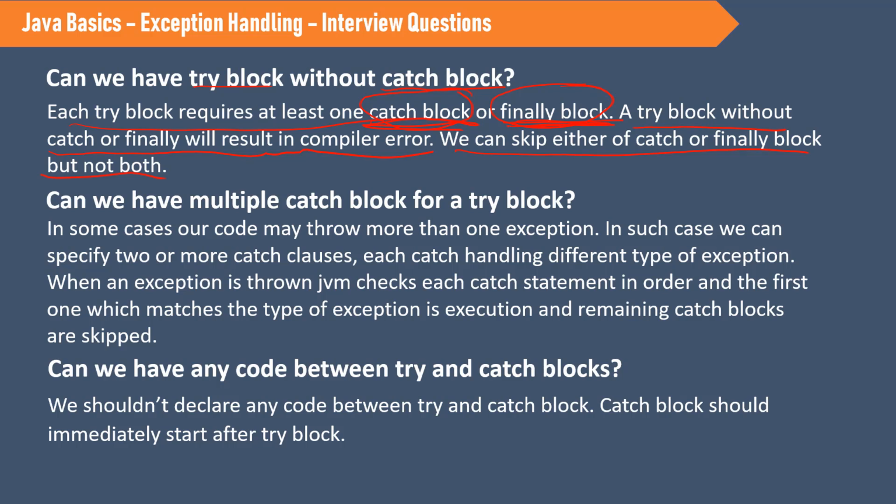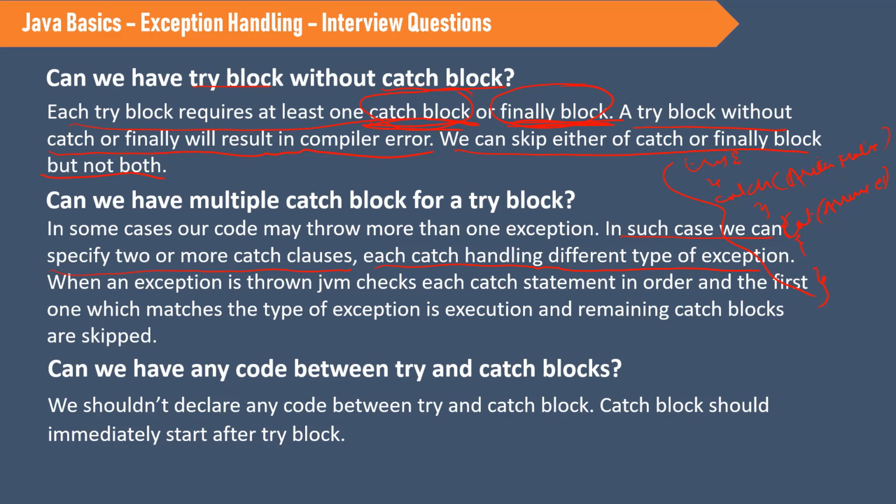And the next one is, can we have multiple catch blocks for a try block? In some cases, our code may throw more than one exception. In such a case, yes, we can specify two or more catch clauses. That means we can have one try block, and a catch, I'll say ArithmeticException here, and then another catch block, let's say ArrayIndexOutOfBoundsException e1, and then another catch block. So we can have multiple catch blocks as well. Each catch handles a different type of exception.